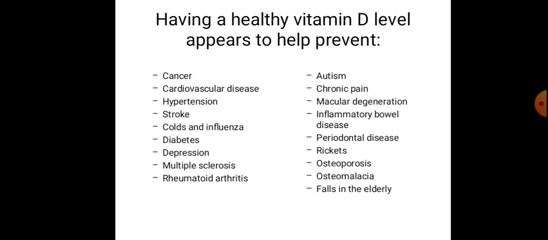Several studies show that vitamin D helps to prevent cardiovascular diseases, cancer, hypertension, stroke, colds and influenza, diabetes, depression, multiple sclerosis, rheumatoid arthritis, autism, chronic pain, macular degeneration, inflammatory bowel disease, periodontal disease, rickets, osteoporosis, osteomalacia, and falls in the elderly. So vitamin D has an important role in our body. An adequate level of vitamin D should be present in our body.